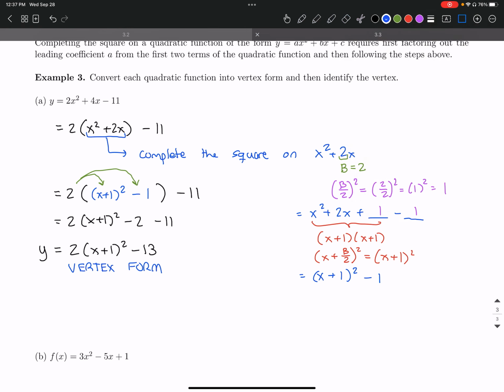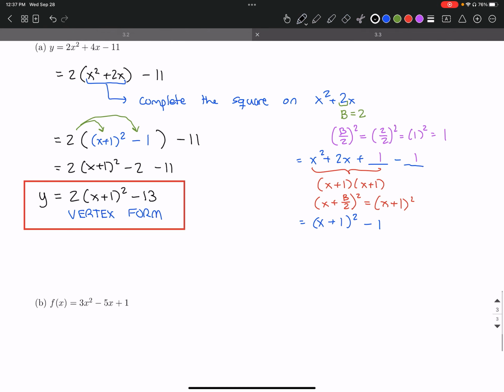So we have the extra step here when we have a number in front of the x squared of factoring out from the first 2 terms and then completing the square on what remains once we factored that out, and follow these steps through to the end to get our vertex form. This is the same as y equals 2 times x minus negative 1 squared minus 13. And so our h is negative 1, our k is negative 13, and our vertex thus is going to be negative 1 comma negative 13.